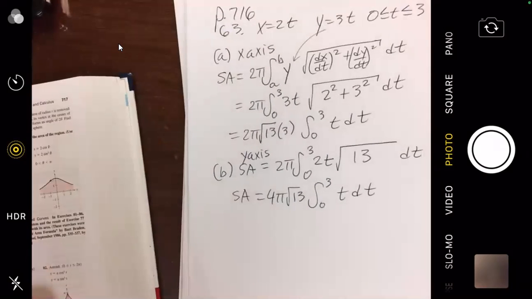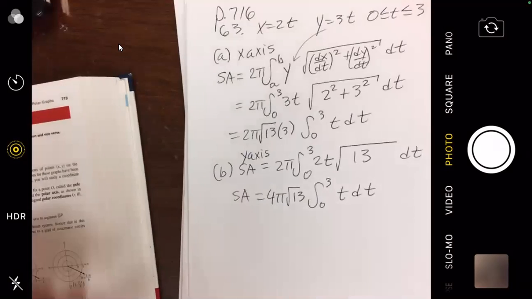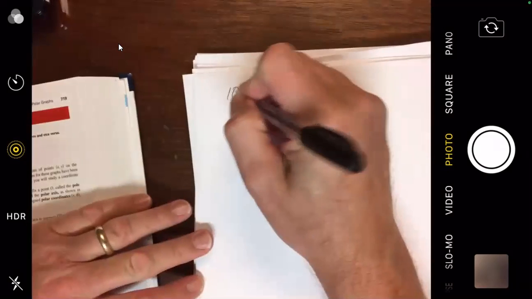And that finishes up 10.3. So we jump to 10.4, and what we have in 10.4 is polar coordinates.